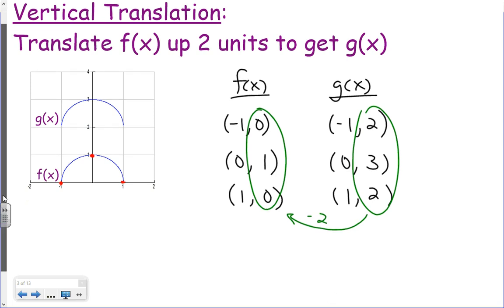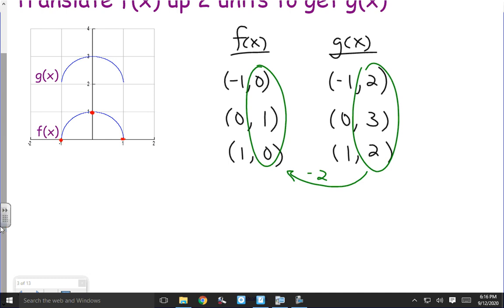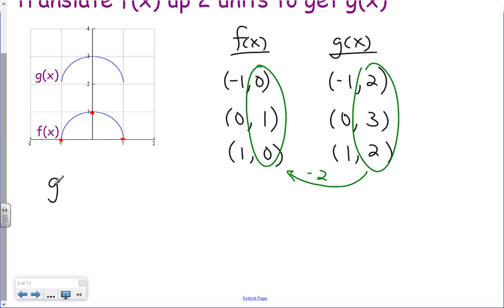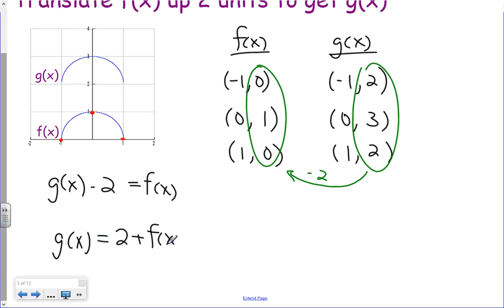And so I can write this then, that if I take function g of x and subtract 2 from each of those y values, remember g of x represents the y value, the dependent value, that ends up giving me f of x. That's, of course, one way that you could write it. You could also take that 2 and move it to the other side, and say g of x is equal to 2 plus f of x, which is actually going to be the way that we write it.